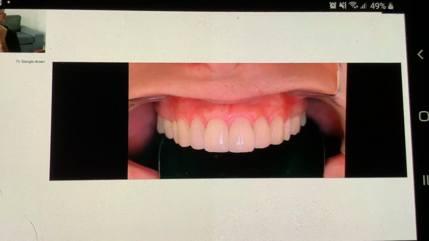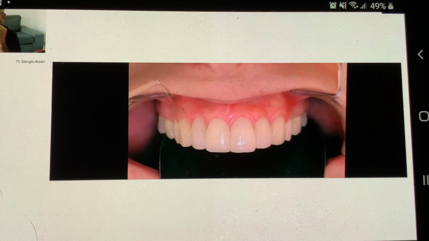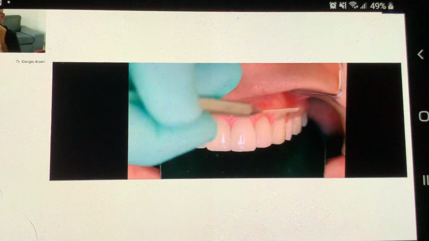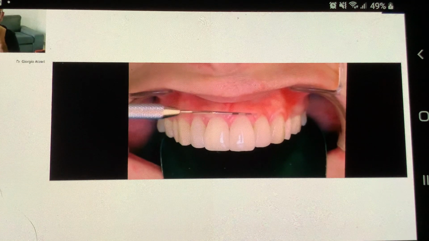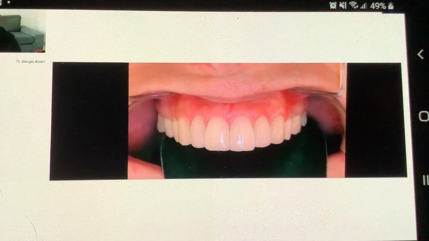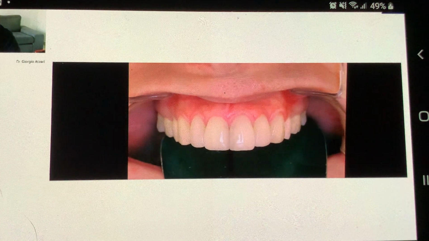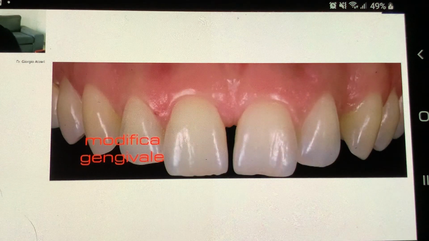I'm now showing you in this video the probing. You see that there is no bleeding. Gums are stable, the periodontal tissue is stable. We only have an increment, which is usually easily measured. So this is what happens, the gingival change, which must depend on what we want to do.